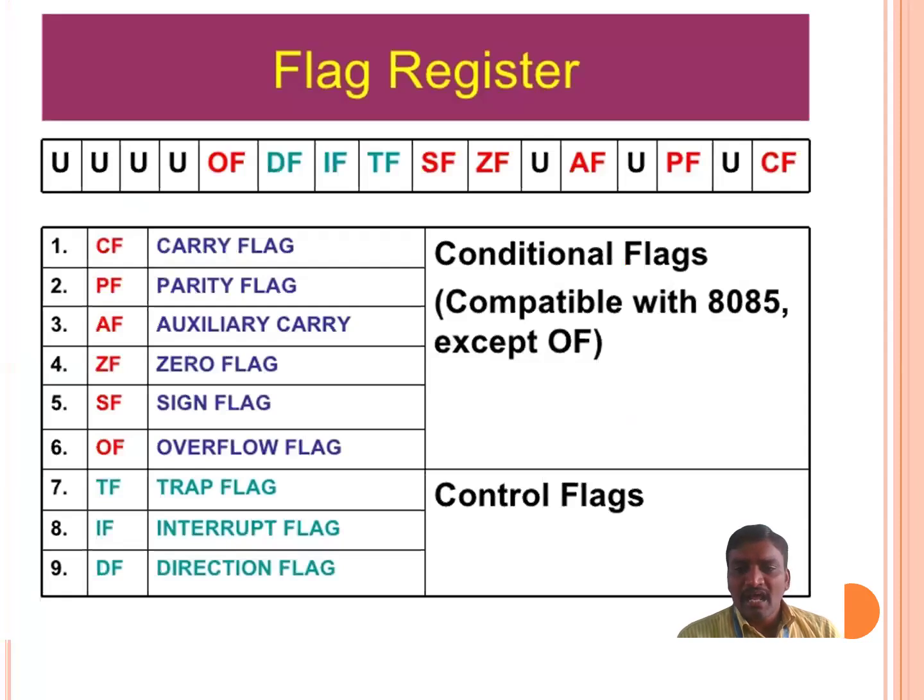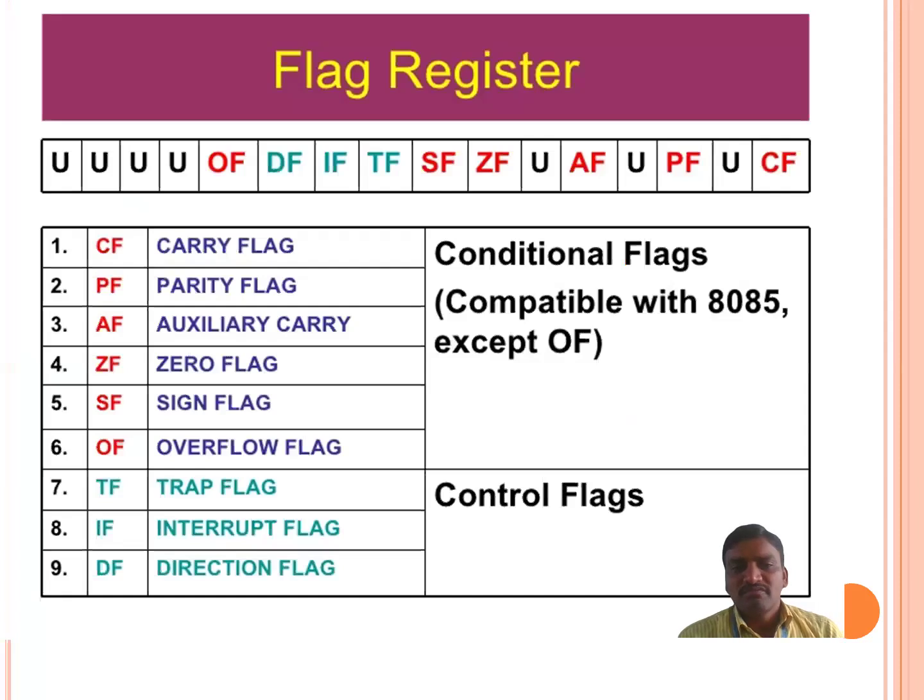In that, the trap interrupt is the highest priority. It has the highest priority interrupt. That's why the processor will give the first priority to the trap interrupt only. And the next one is the interrupt flag.